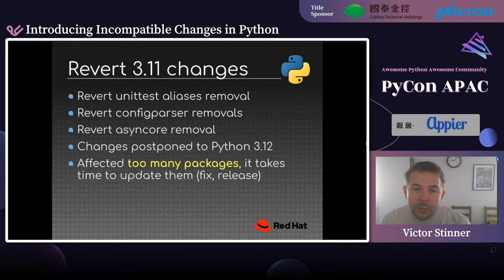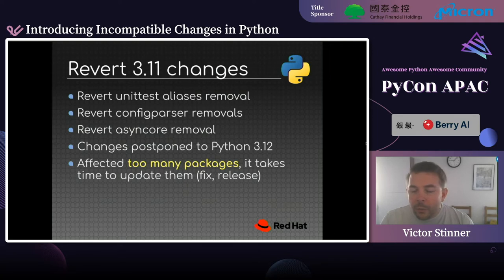In Python 3.11, we did something similar a few months ago. We noticed that three changes caused a lot of trouble. The first one was the old methods of the unittest module. On a test class, on TestCase, you had different names of methods, which are aliases for new methods, but many projects are still using the old names. And even if it does emit a deprecation warning, people didn't pay attention.